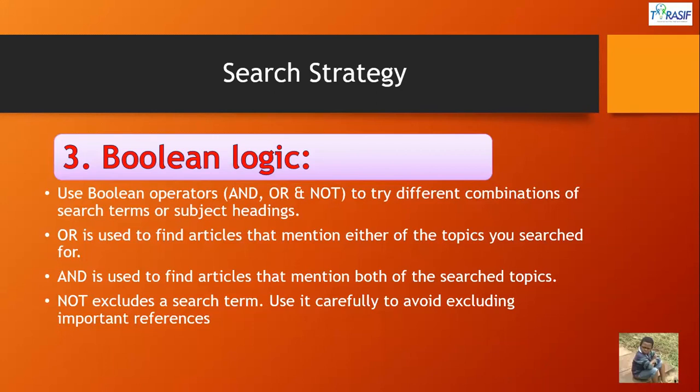And if you bring NOT, that means you don't want articles that have a particular word. If I say cancer NOT leukemia, you call it NOT, then you call this OR, you call this AND. You mean you're telling Pubmed to bring articles that have cancer, but not leukemia.